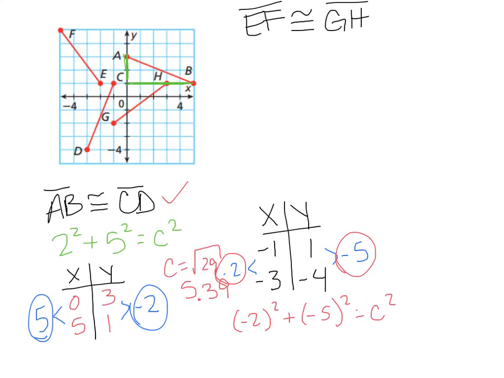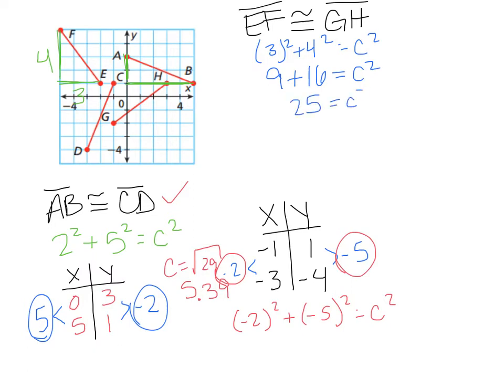All right, for this one I'm going to use the triangle to start out, just so you guys can see that method too. If I have EF, I'm going to make that triangle there. Looks like I have a change of 3 and a change of 4. So, in order to use the Pythagorean theorem, we're going to do 3 squared plus 4 squared equals c squared. So we're going to get 9 plus 16 equals c squared. Oh, this is one of my favorites. So we get 25 equals c squared. So the distance is 5.